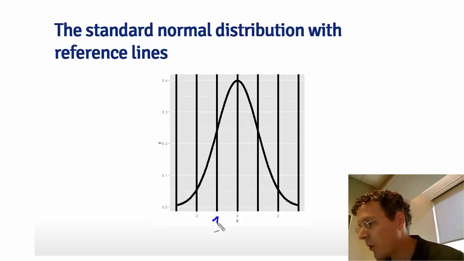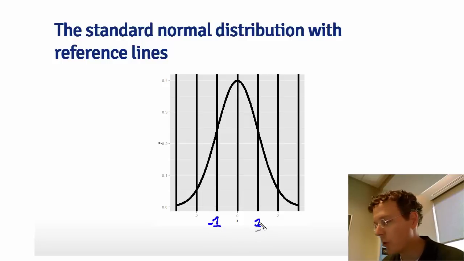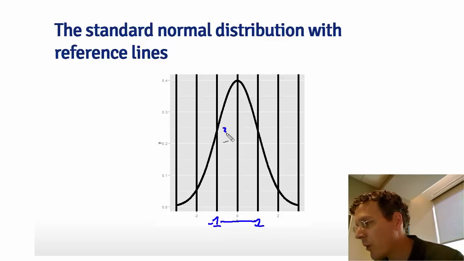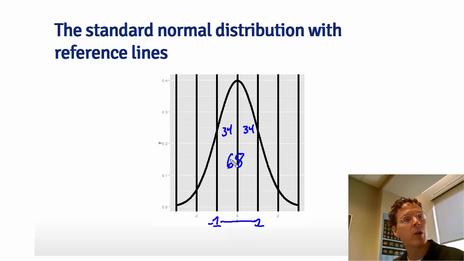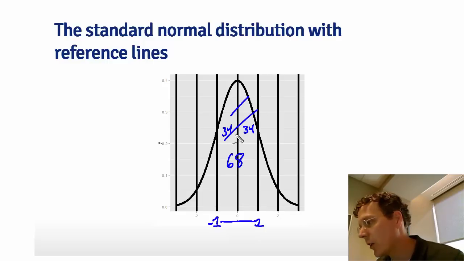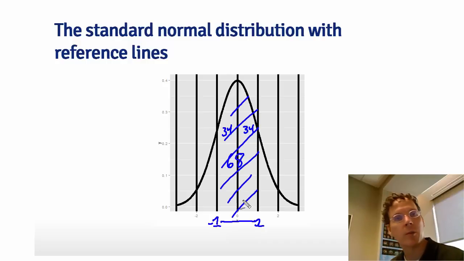So if we talk about one standard deviation from the mean in the standard normal distribution, or any normal distribution, then about 34% should lie here and 34% of the mass should lie here, so that this total area within one standard deviation right here is 68%.